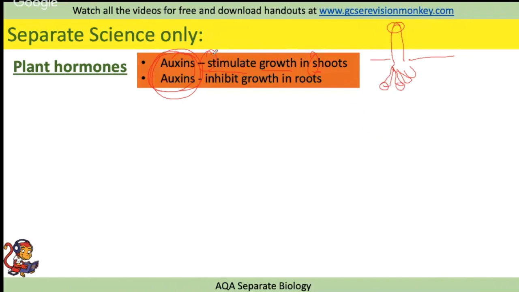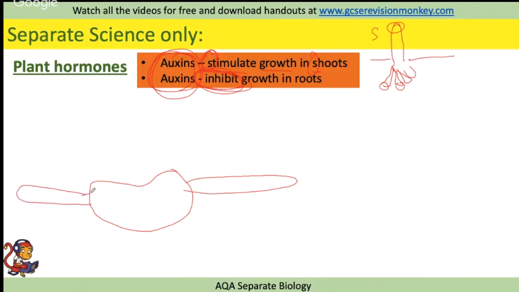Now, it does two different things. If it's in the shoot, it will stimulate growth, up here, cause more growth. And in the roots, wherever the auxin is, it actually stops the growth. It inhibits it. So if we start with a seed that is in the soil, it will have a shoot and a root. Now, let's first talk about geotropism or gravitropism, which is the response to gravity.